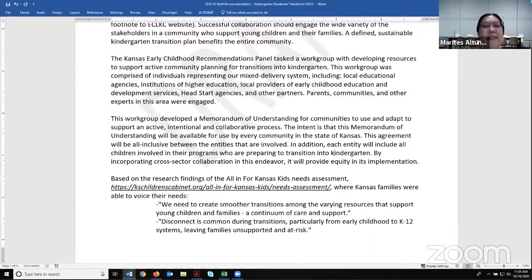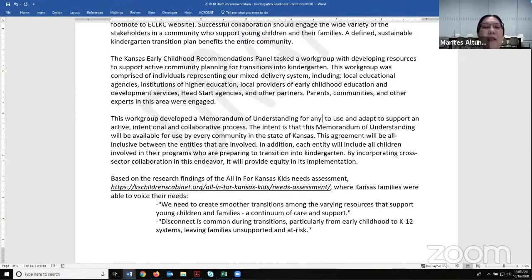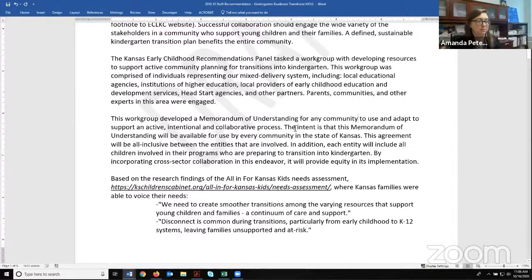Amanda, this is Maritas. On the first sentence, it says this work group developed a memorandum of understanding for communities to use. And then the next sentence, it says this memorandum of understanding will be available for use by every community. So whether we need that second sentence. What if we said for any community to use and adapt? And then we could delete the sentence. Okay.